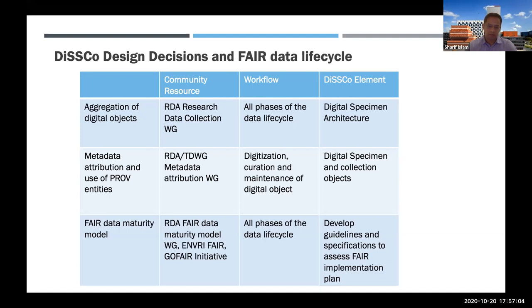So we looked into the RDA FAIR Data Maturity Model Working Group. We're also part of one of the work packages in the ENVRI-FAIR project, which is mostly the environmental science research infrastructure in Europe. And there's also a GO FAIR initiative that is specifically interested in implementing FAIR principles as a service in different domains. So this is helping us to understand how we can define domain specific metrics and criteria for us. Some of these are very generic, but this maturity model gives us flexibility to think about specific use cases for us.